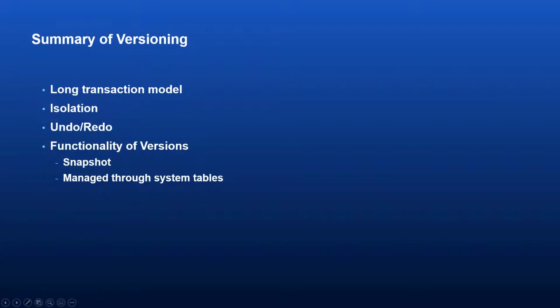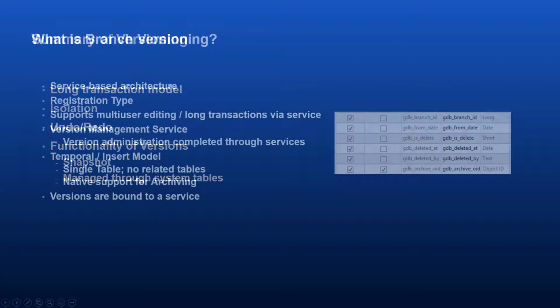First, a quick summary of versioning in general. Versioning is Esri's long transaction model. It is the architecture that supports undo and redo, and editing in isolation within the ArcGIS framework. This functionality is hidden behind what we call versions. A version is a snapshot or representation of your data at a given state in your database. And edits for these versions are managed through a variety of system tables.